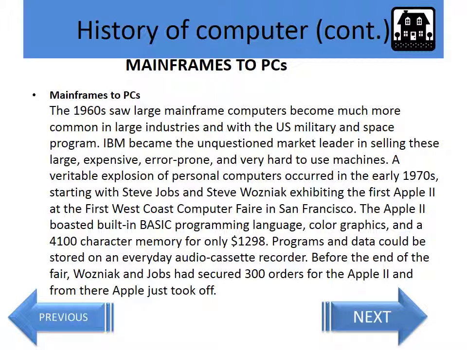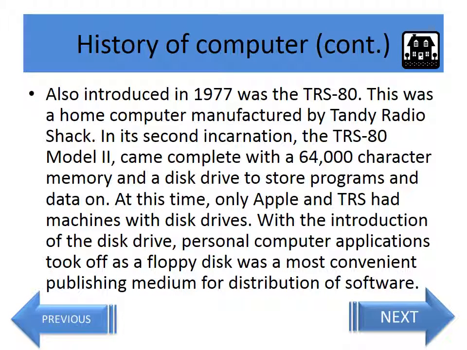The programs and data could be stored on everyday audio cassette recorders. Before the end of the year, Wozniak and Jobs had secured orders for the Apple II, and from there Apple took off. Also introduced in 1977 was the TRS-80. This was a home computer manufactured by Tandy Radio Shack. It is the second incarnation.